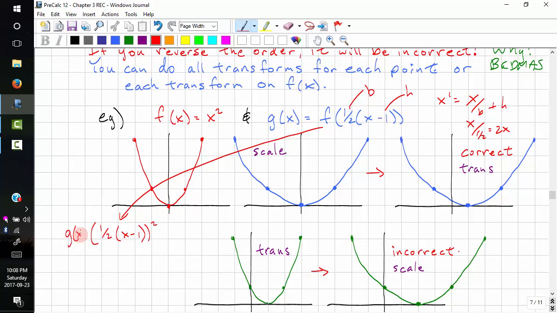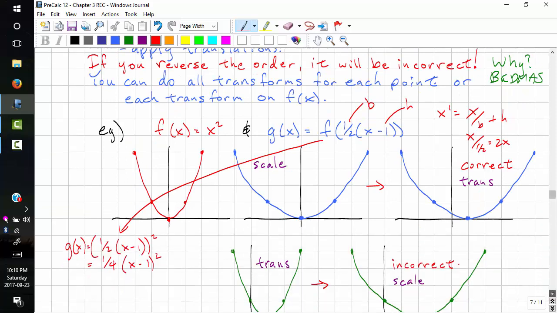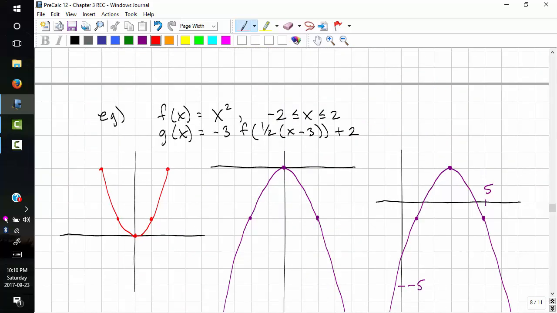So g of x equals, and then we take this factor out and square it. So that's 1/4, and we have x minus 1 squared. So if you notice here, our vertex is 1, 0. The vertex here is wrong. It's 2, 0. So you can do the transform on the function and then just plot this function. Let's look at this next example.